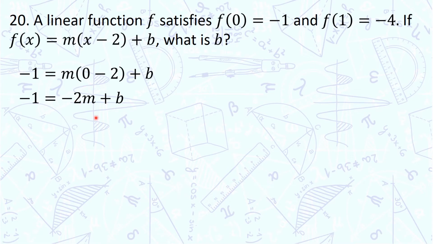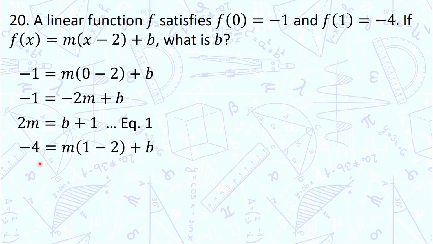Let us rewrite the equation. We'll have 2m is equal to b plus 1. Let us call this equation 1. And then on the other value, f of 1 is equal to negative 4. So that means f of x is negative 4 when x equals 1. Then we have negative 4 is equal to m times the quantity 1 minus 2 plus b. 1 minus 2 is negative 1. So we have negative 4 equals negative m plus b. Let us rewrite m equals 4 plus b. Let us have this as equation 2.